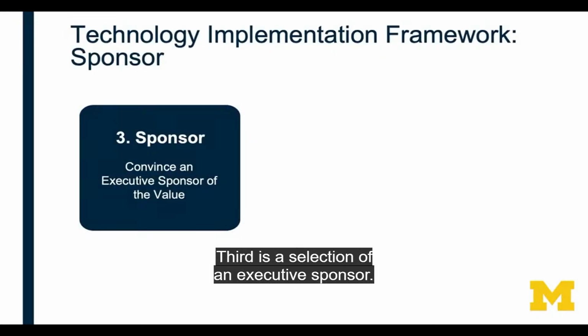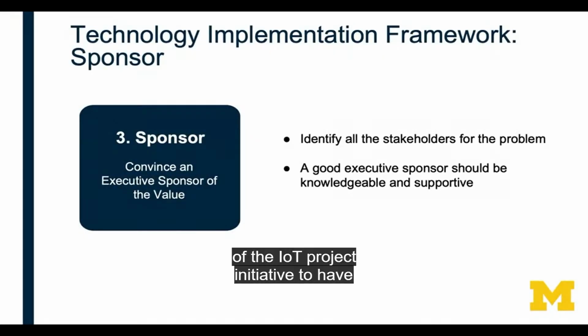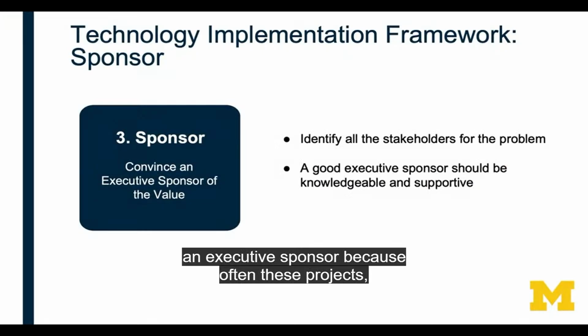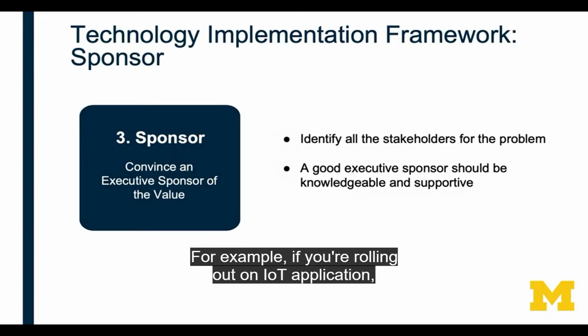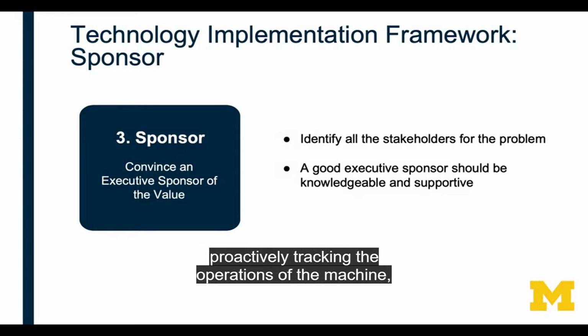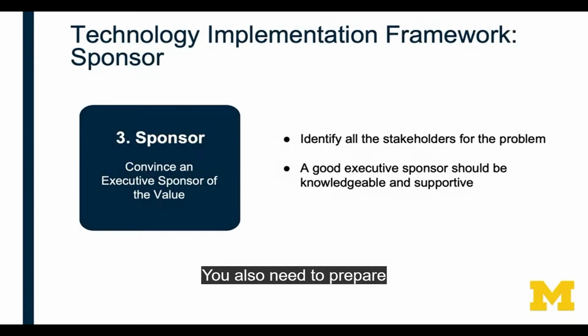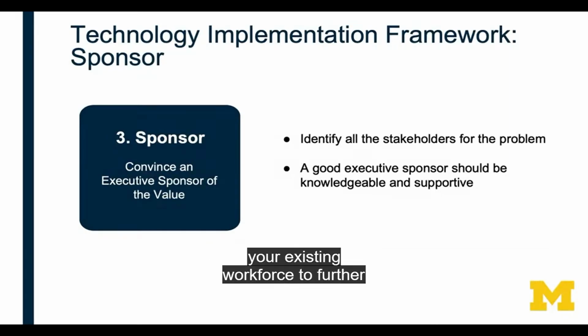Third is the selection of an executive sponsor. It is very important for any IoT project initiative to have an executive sponsor, because often these projects first require cooperation from multiple units. For example, if you're rolling out an IoT application, putting sensors in a machine and then proactively tracking the operations of the machine, it's not just about putting the sensor, the technology piece often becomes easier. You also need to prepare your existing workforce for the change, because often it is a social change, it is a mindset change that is required.